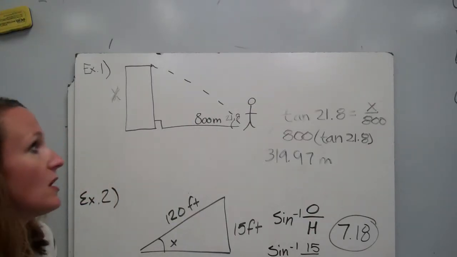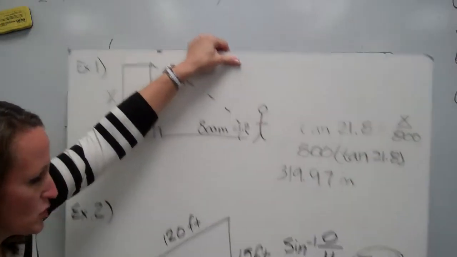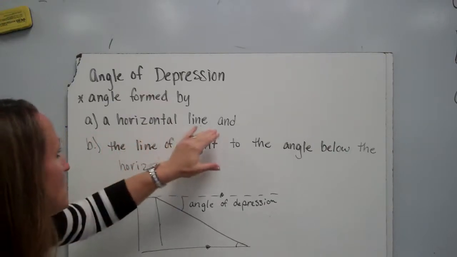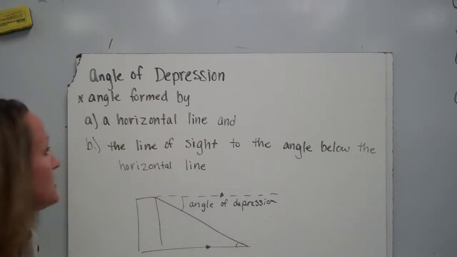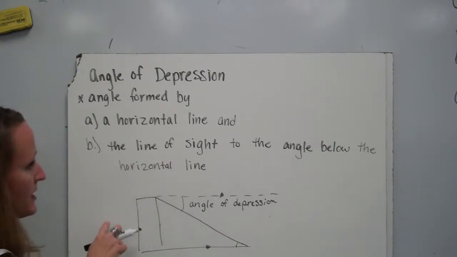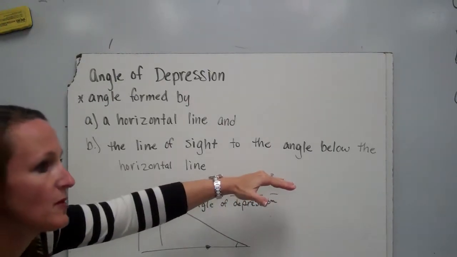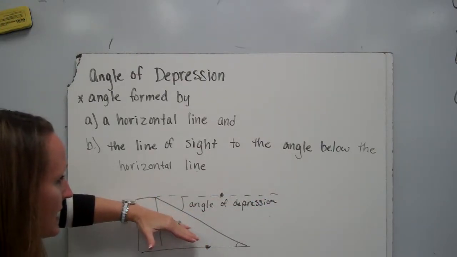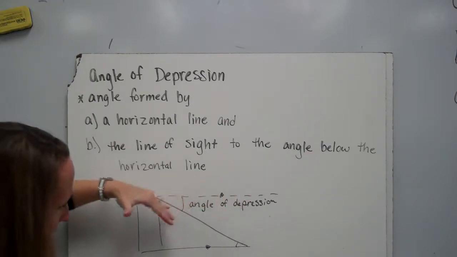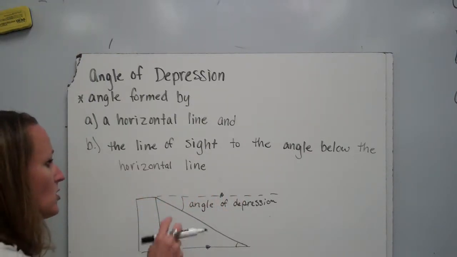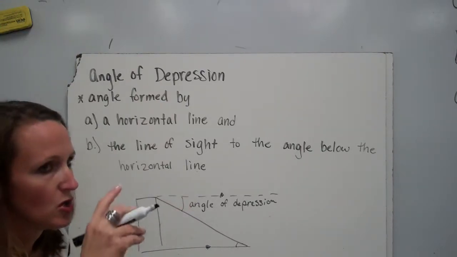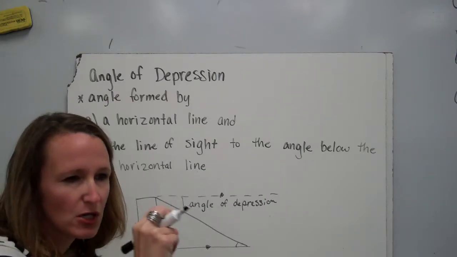Let's talk about what an angle of depression is. This is a little trickier. An angle of depression is an angle formed by a horizontal line and the line of sight to the angle below the horizontal line. So if you have this building over here and you're looking straight out from the building and you have a slant down, the angle of depression actually comes between the line of sight and the line going down. So your angle of depression is in this space. So it's in the gap. So it's kind of hard to know the angle.